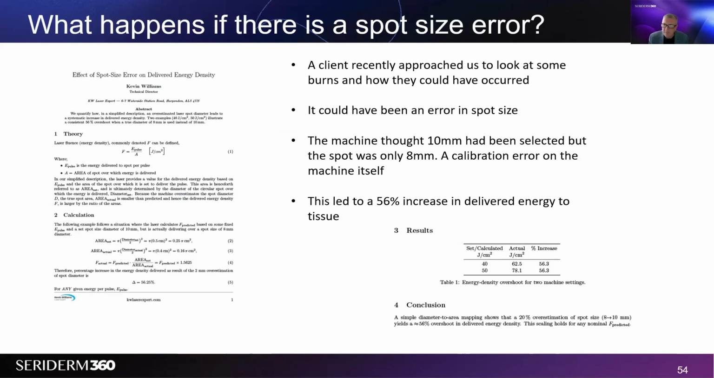If it was 50, it was 78.1. So it was a 56.3% increase in energy because of an error in spot size. So it's really important to make sure you measure it. This has taught me that if I'm using a laser, I'd fire it at a bit of photographic paper to make sure that spot size is correct. I don't know for sure whether that created the burn, but a 56% rise in energy would certainly be a contributory factor. So make sure the spot size is correct that you're delivering.